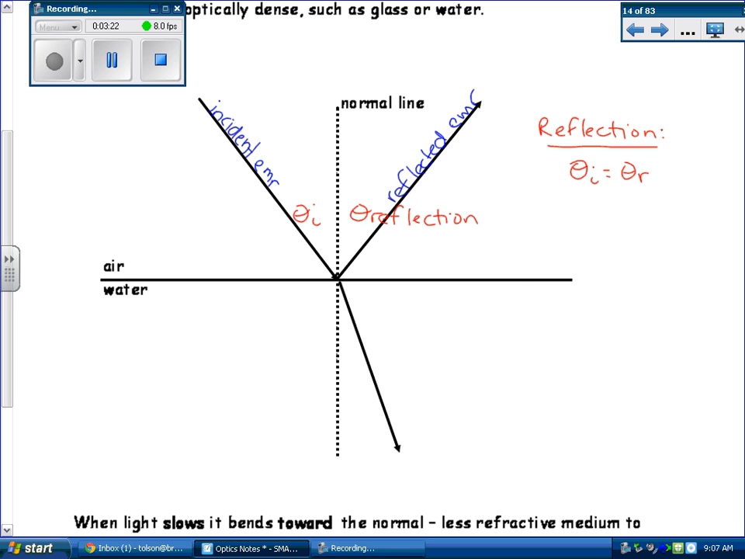When we're talking about refraction, instead of using I and R, because we use that for reflection, we use 1 and 2. So this would be theta 1, and this would be theta 2. Okay. So theta 1 is the incident angle, and theta 2 is the refracted angle. Okay, and this is the refracted angle.